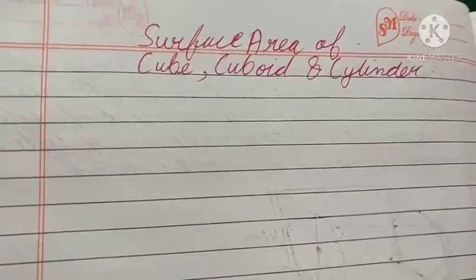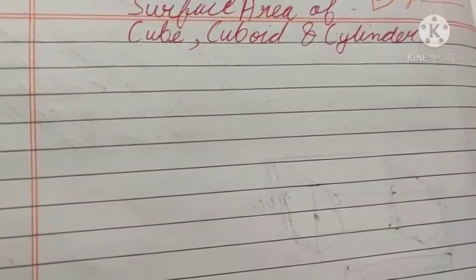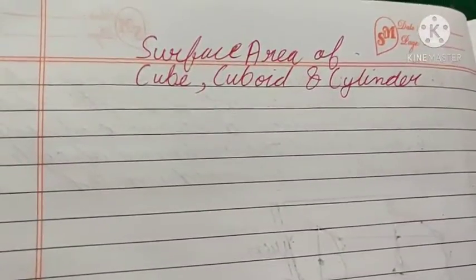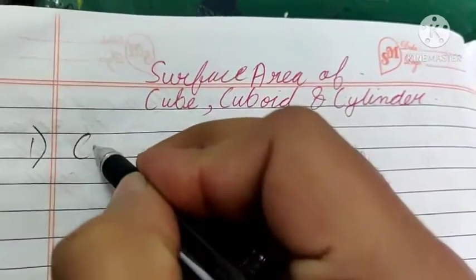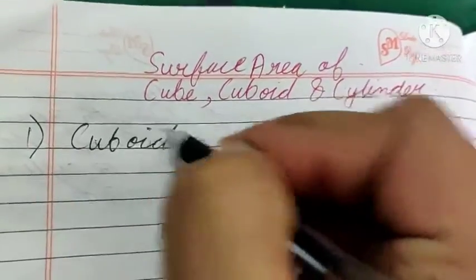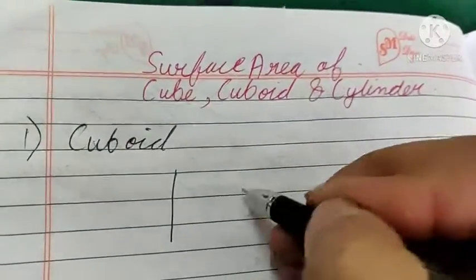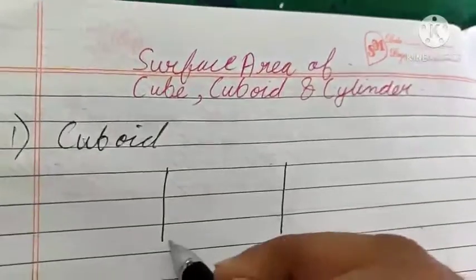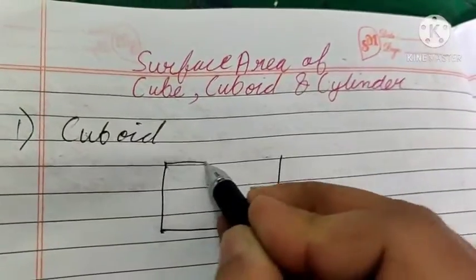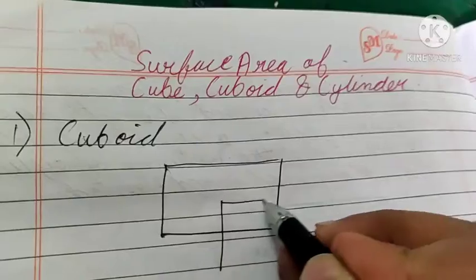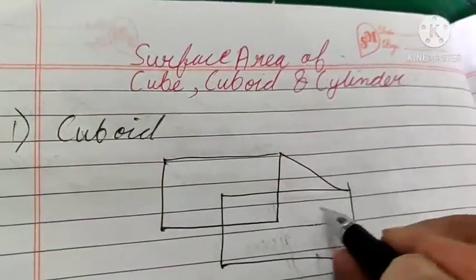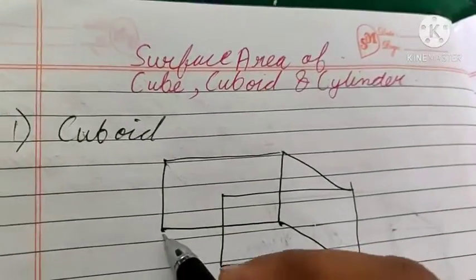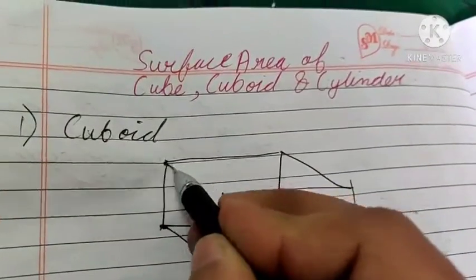So this is our next topic in this chapter. The next topic is surface area of cube, cuboid and cylinders. So first we will take the cuboid. A cuboid is such a figure, look, this is a cuboid like a shoe box. Okay, this is a cuboid. Here we have to find the surface area of this.